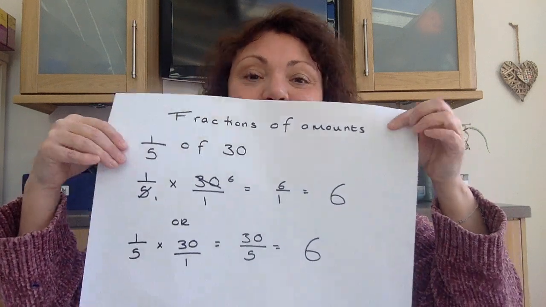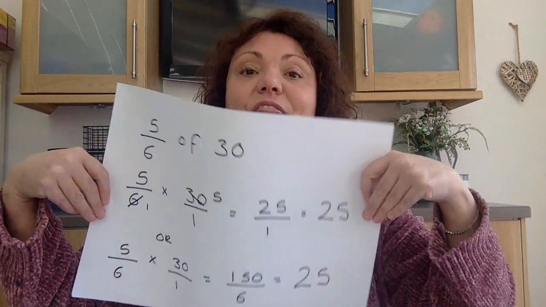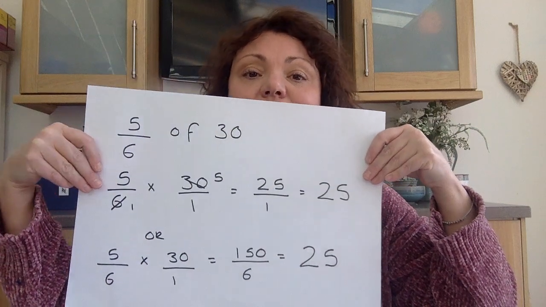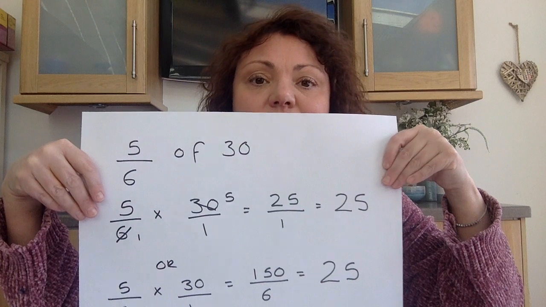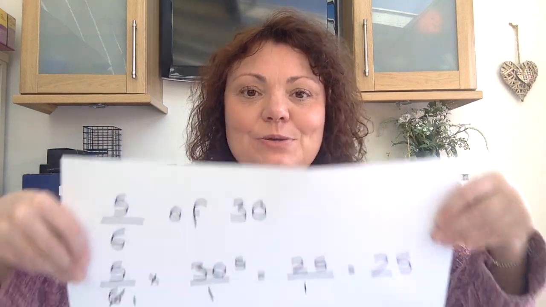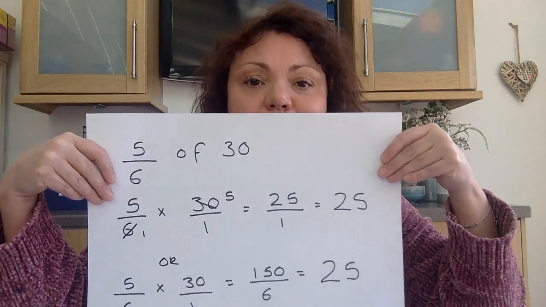All right, brilliant. Now that was quite simple, wasn't it? But you're going to get some more difficult ones today. Something like this. Here we have got 5/6 of 30. So we want to find 5/6 of 30. So what's the first thing we do? We've got that word of. What do we change it to? Yes, you're right. We change it to a multiplication sign.